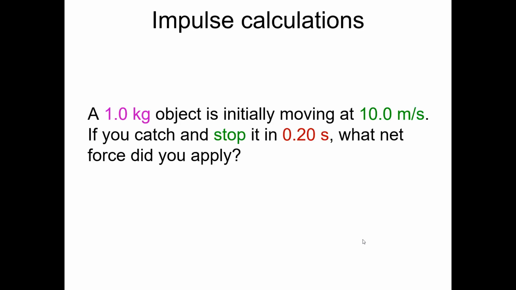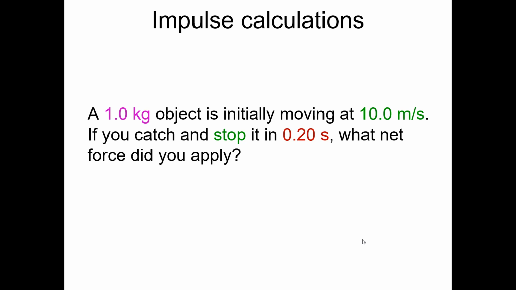So let me do one kind of a little bit more complicated problem for you to show you how this works. Let's say we have a 1 kilogram object and it's initially going at, say, 10 meters per second. So this is like, say, a baseball. And if you catch it and bring it to a stop in 0.2 seconds, what net force did you apply to make it stop?